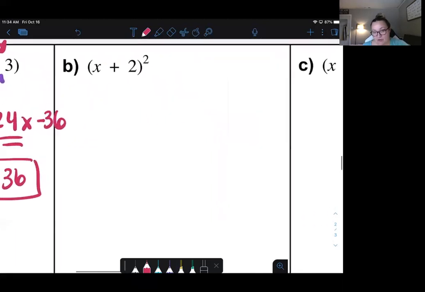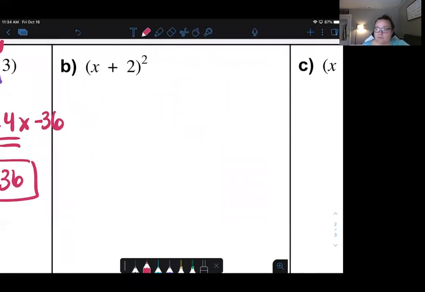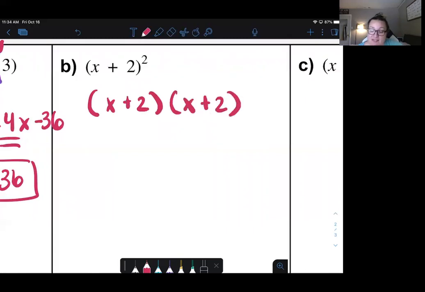x plus 2 squared. Well, some of you might say that this isn't a binomial times a binomial, but it is. x plus 2 squared really means x plus 2 times x plus 2. x plus 2 times x plus 2. Go ahead and multiply that. See what you get for your final answer. Give it a shot.